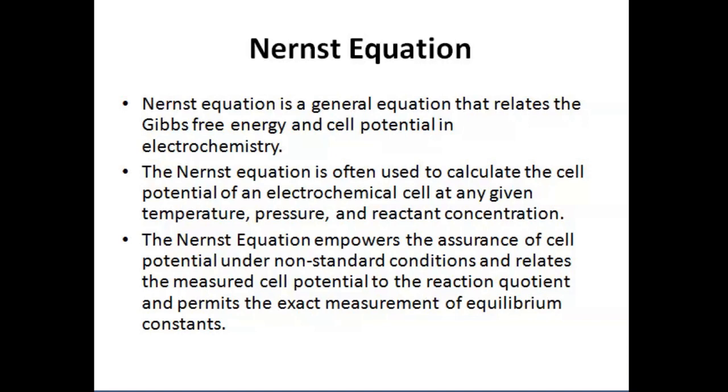The Nernst equation is basically used to calculate the cell potential of an electrochemical cell at any given temperature, pressure, and reactant concentration. It enables the determination of cell potential under non-standard conditions, and it relates the measured cell potential to the reaction quotient, which permits the exact measurement of the equilibrium constant.